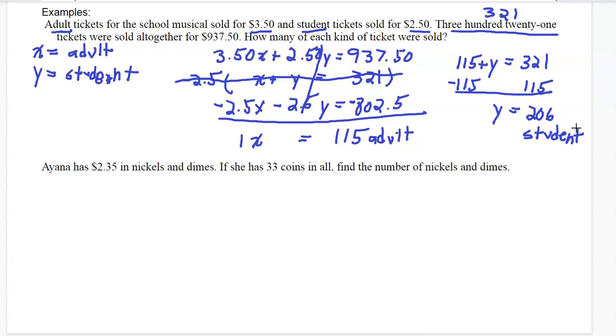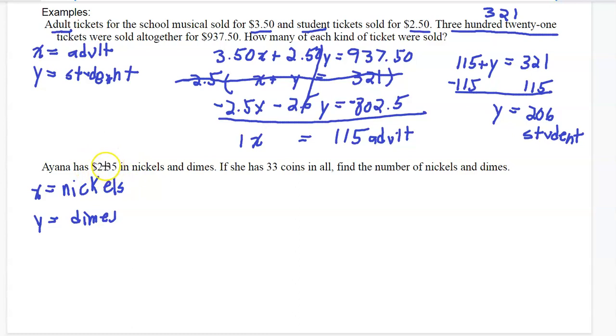Okay, let's take a look at the one here at the bottom. Ayana has $2.35 in nickels and dimes. If she has 33 coins in all, find the number of nickels and dimes. This is a classic kind of word problem for systems. A couple of tricks you got to watch out for here. So I'm going to say that X is my nickels and Y is dimes. Okay, and I have a total of $2.35.